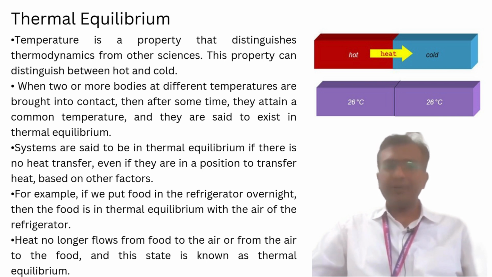A classic example is what happens when you bring two or more bodies at different initial temperatures into contact. Heat will flow from the hotter object to the cooler object until they eventually reach a common intermediate temperature. At this point, they are said to be in thermal equilibrium. The rate of energy transfer from the hotter object equals the rate of energy transfer to the cooler object.